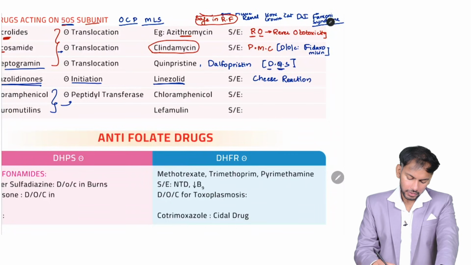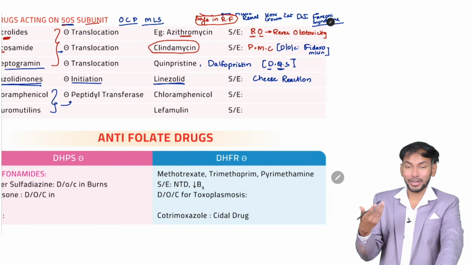It can cause cheese reaction. Why? Because it is an MAO inhibitor. It will cause cheese reaction. Drug of choice for cheese reaction, I already told you, it is phentolamine.